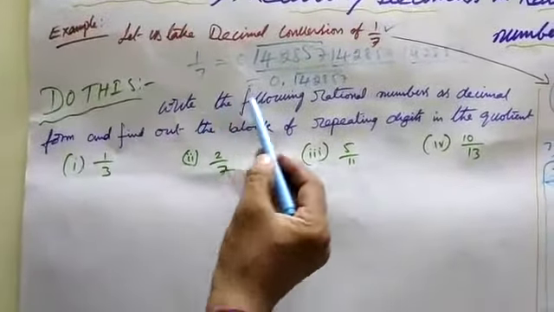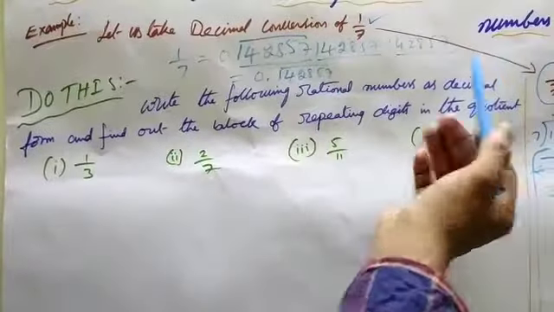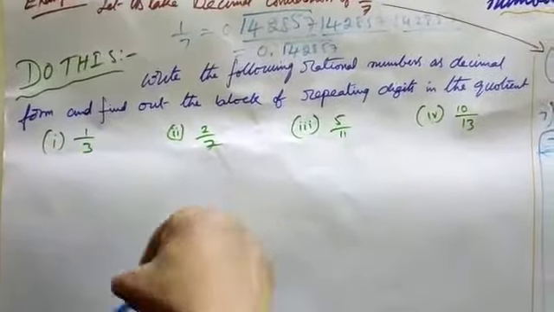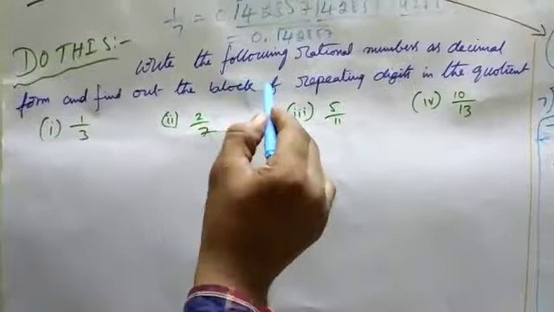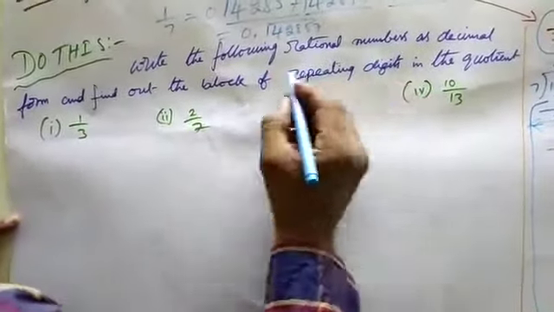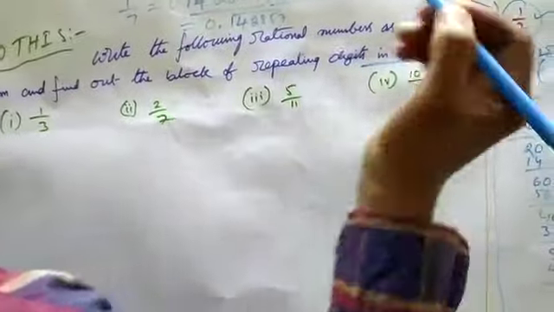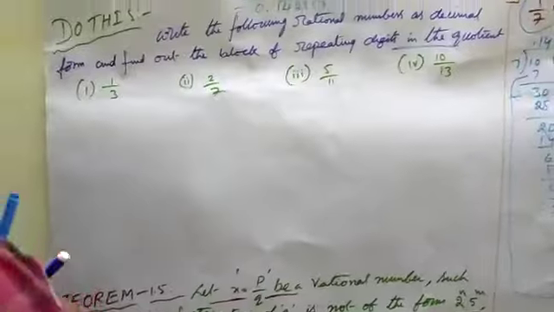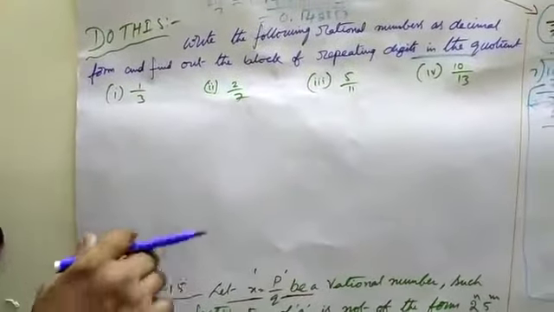Write the following rational numbers in decimal form and find the block of repeating digits in the quotient. For example, take 1 by 3. We have already discussed this.